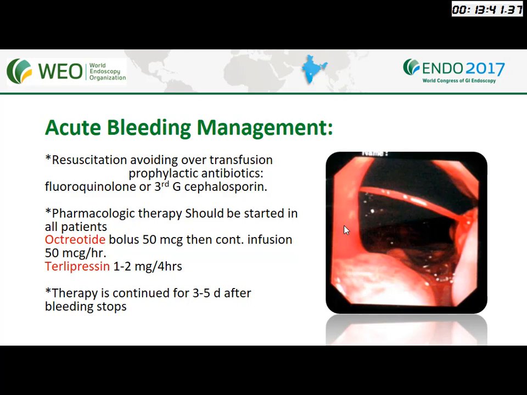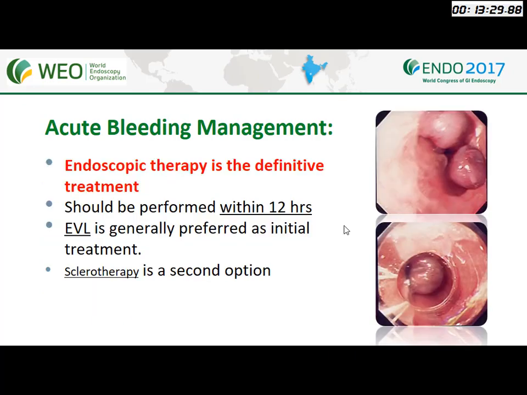So, you give antibiotic and the pharmacological therapy, octreotide, terlipressin, and you continue this for 3 to 5 days after cessation of bleeding. In acute bleeding, endoscopic therapy is a definitive treatment. Endoscopic variceal ligation within 12 hours is preferred as initial treatment. Sclerotherapy, of course, is not now indicated unless you only have sclerotherapy available.